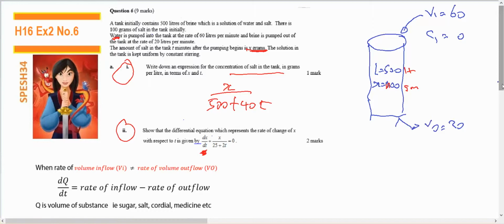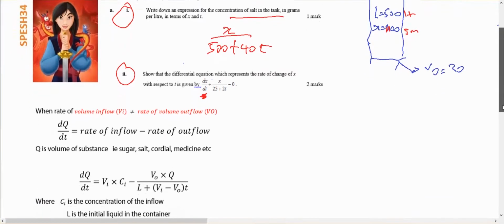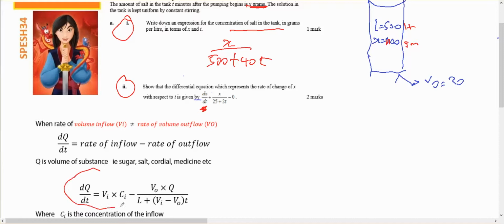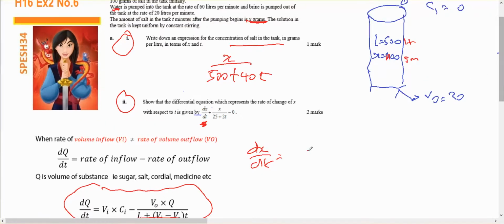Part 2 actually is asking about dx dt, and that's going to be using this rule because I have a difference. So I'm going to have dx dt equals the volume in, which is 60, times concentration, which is 60 times nothing, minus volume out, which is 20, times X on top of 500 plus 40t.